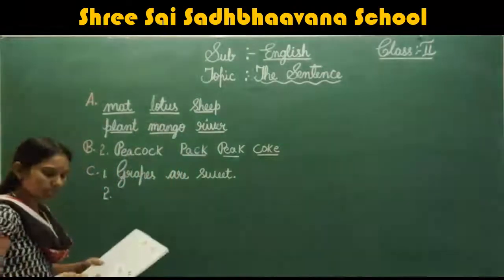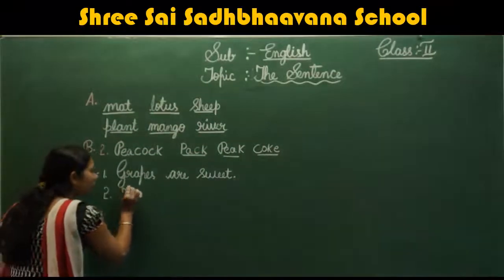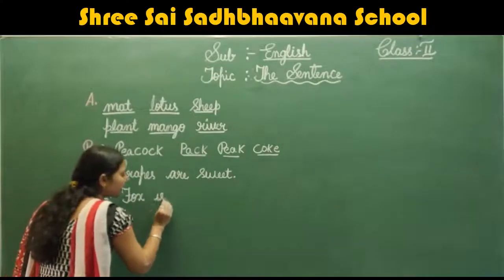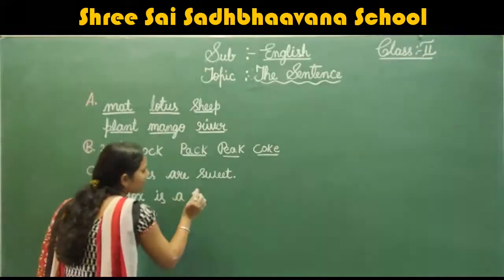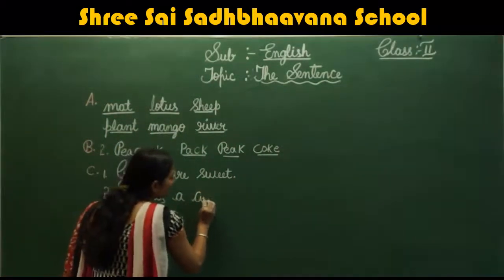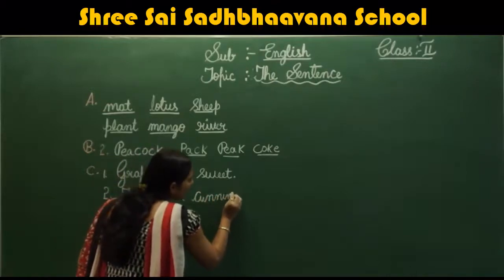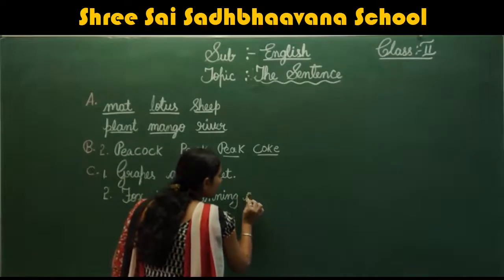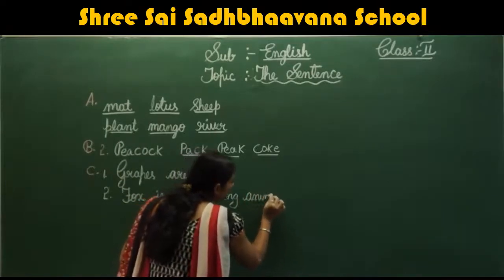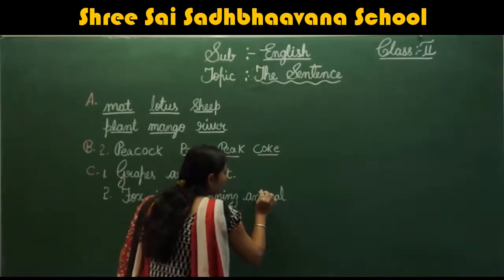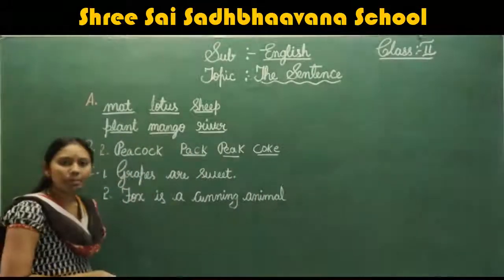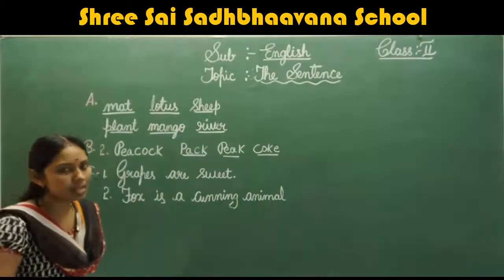Okay, don't know? Yes, come here. Fox, F-O-X. Fox is a cunning, C-U-N-N-I-N-G, cunning animal. Fox is a cunning animal. The sentence is completed. Check once and tell me.